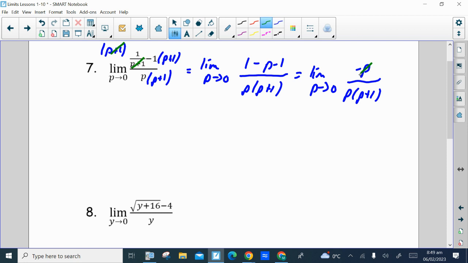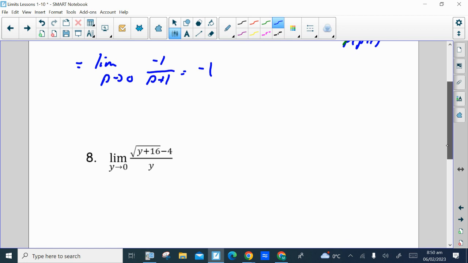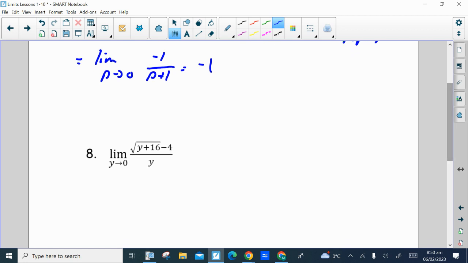And now you can divide top and bottom by p. And we've gotten rid of that factor of p on the bottom that was causing the issue. So we're left with the limit as p approaches 0 of negative 1 over p plus 1. And now when p equals 0, you'll have negative 1 over 1 or negative 1. Okay?